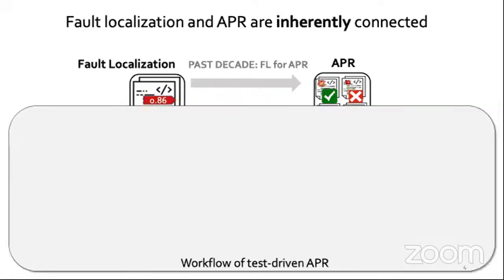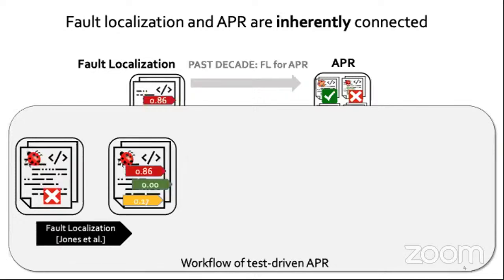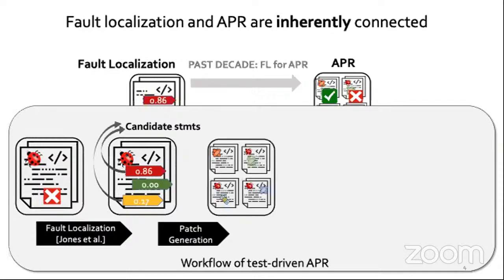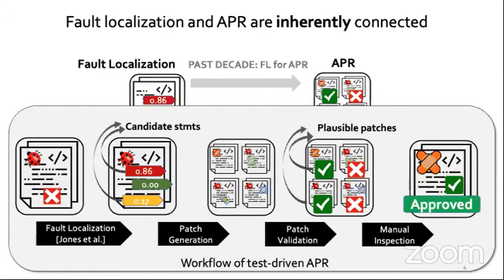an inherent way. For example, in test-driven APR, given a buggy program and failing tests, firstly, some off-the-shelf fault localization technique would be applied to identify potential buggy locations. Second, the APR would try to generate a variety of patches for all the candidate code. And all the generated patches would be validated against the test suite, and the patches passing all tests are called plausible patches. And the plausible patches that can pass the manual inspection are returned as the correct patch, which are also the final outcome for APR.